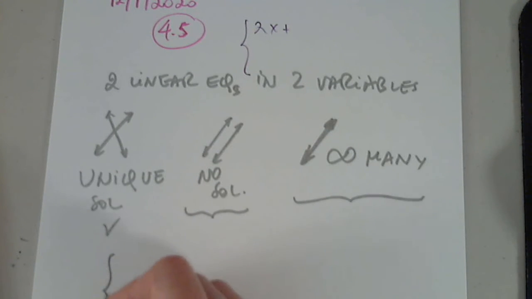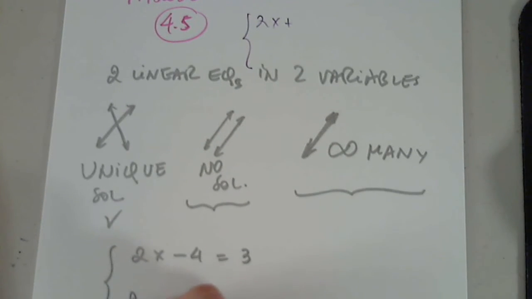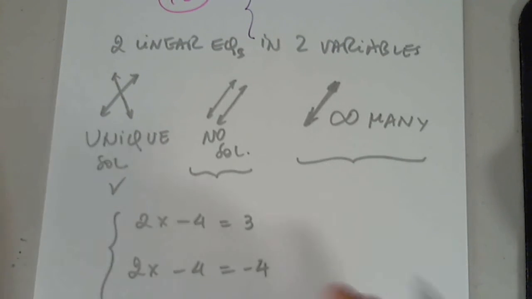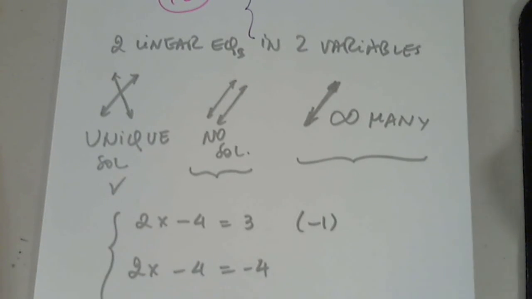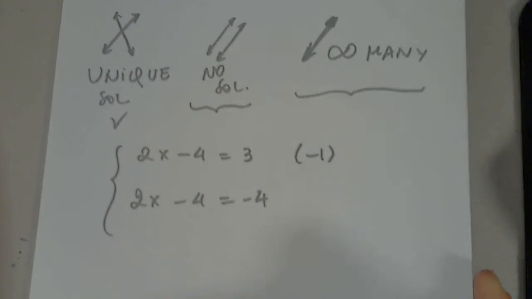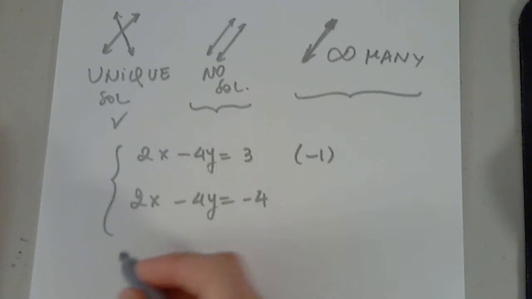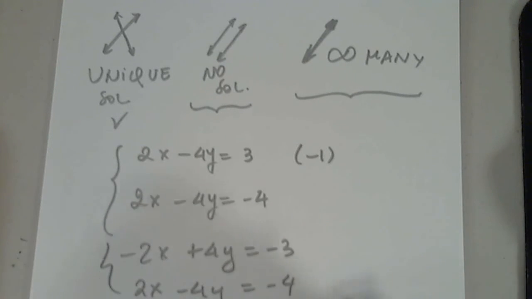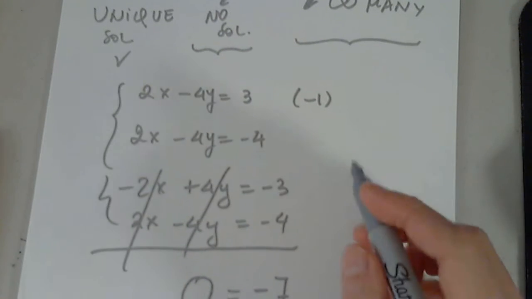Okay, so here's the system. I'm going to multiply the second equation by -1 because I want to eliminate x. Or I meant to write y here, of course, 4y. So I have -2x plus 4y equals -3. I copy 2x minus 4y equals -4. I add the two equations. 0 equals -7.